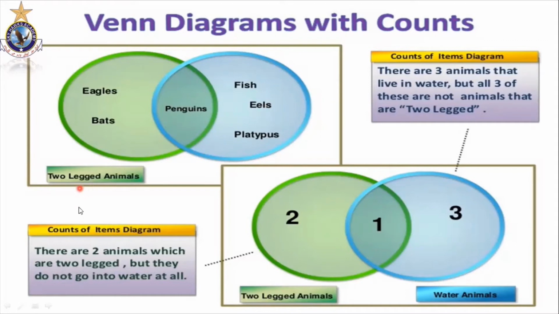And in this way, in the counts of items diagram, there are two animals which are two-legged, but they do not go into the water at all. So this is a two-legged animal, just like these two, eagles and bats. They will never go to deep water or into the water. Penguins may go, and water animals are always there. So this one is out of that.